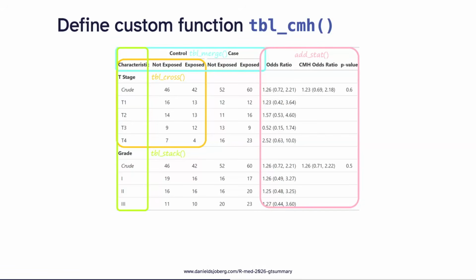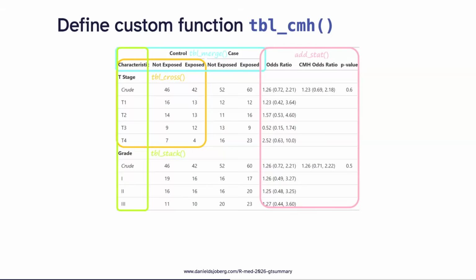Let's start with the orange here. This is like a tbl_cross. All I'm doing is cross-tabulating two variables, exposed and not exposed, within the control group by their T stage. And then crude is the overall row. I'm just changing the label from overall to crude. So that's that one piece of the table.